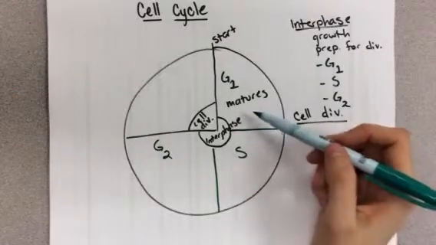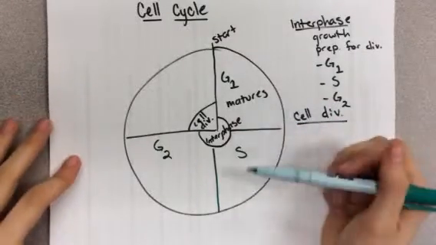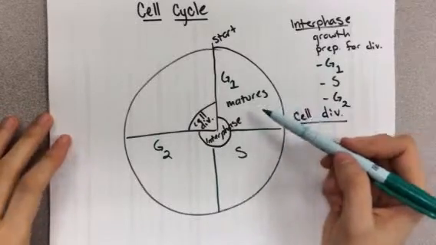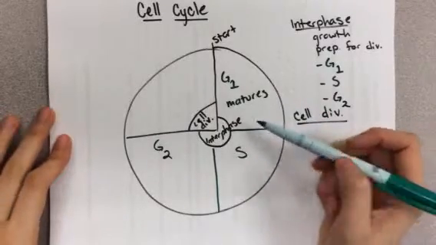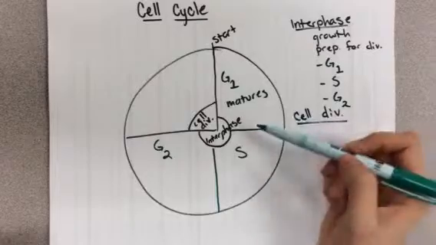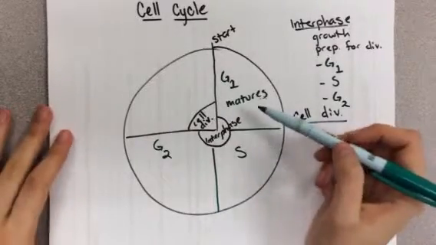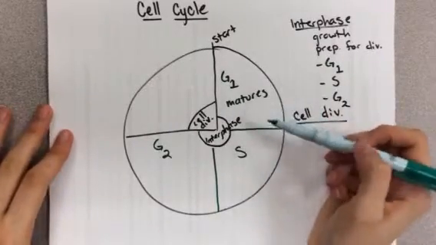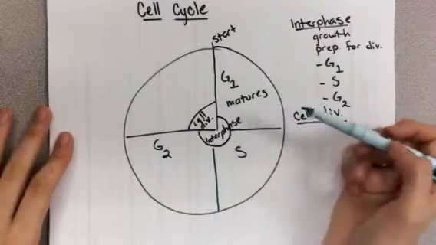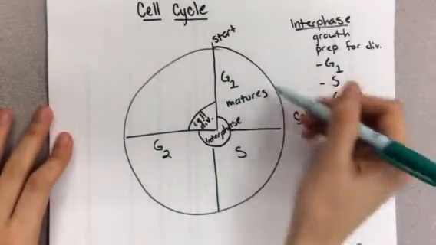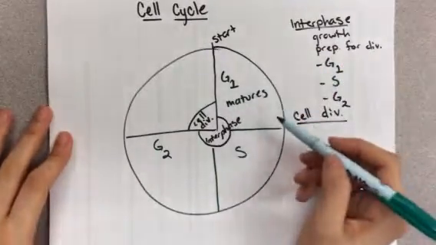If it's a nerve cell, it's sending messages and receiving messages. If it's a muscle cell, it's contracting and relaxing. If it's a heart cell, well, heart cells are muscle cells, so they're contracting and relaxing. If it's a skin cell, it's doing what it needs to do to protect your body. This is when the cells mature.